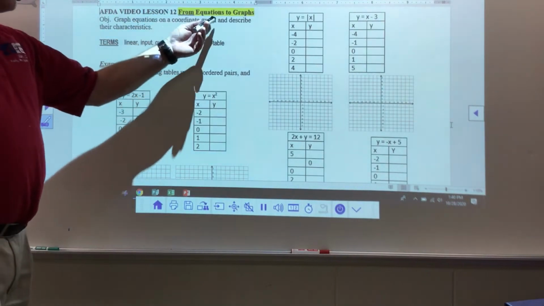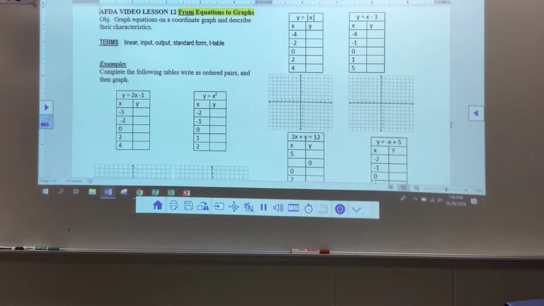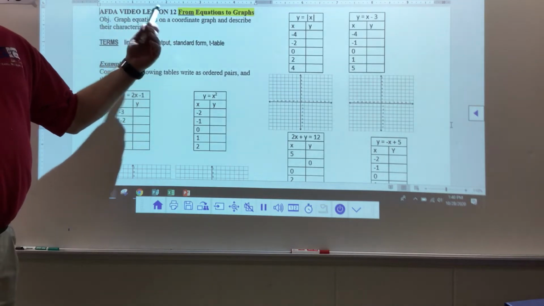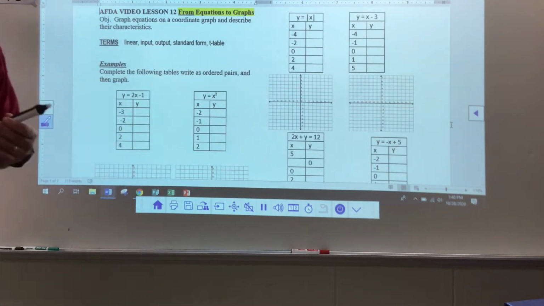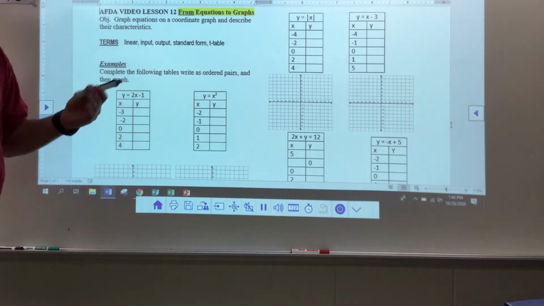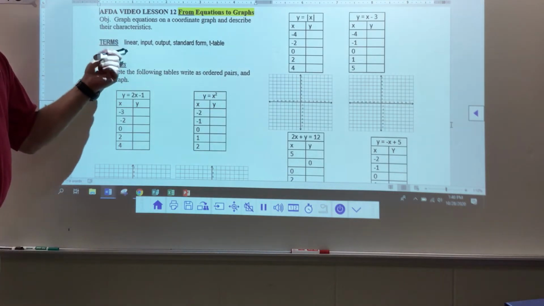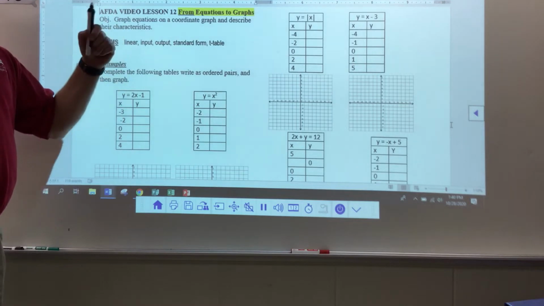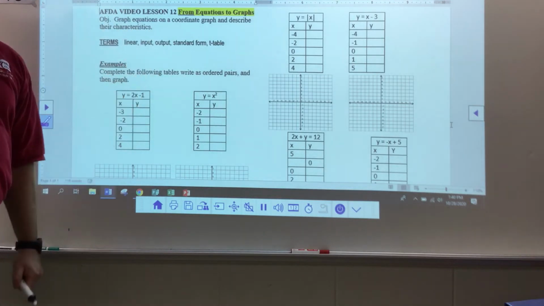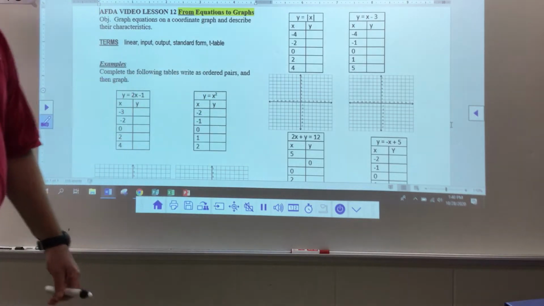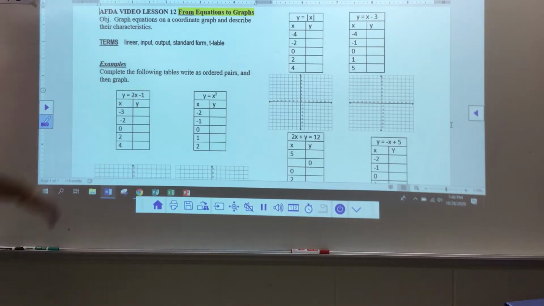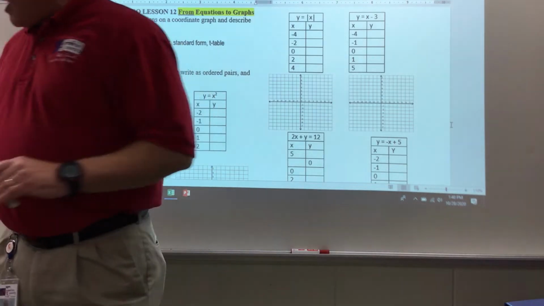This one's from equations to graphs, and we're going to be working today graphing some equations on a coordinate graph and describing their characteristics. Terminology today you might hear tossed around are the words linear, input, output, something called standard form, and something referred to as a t-table. Now, let's take a look at some examples here. I'm going to scroll down.